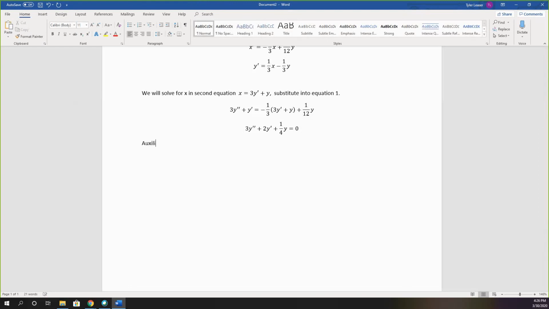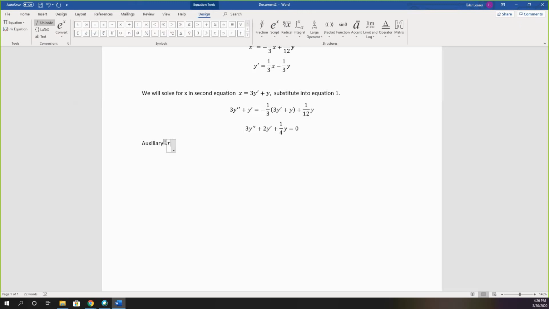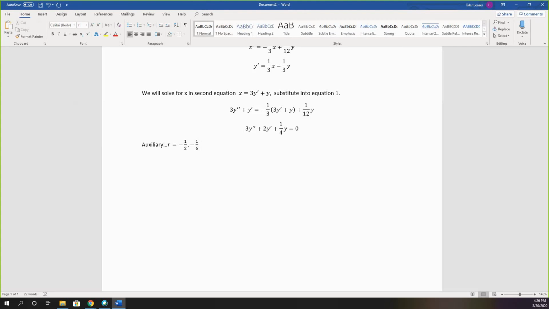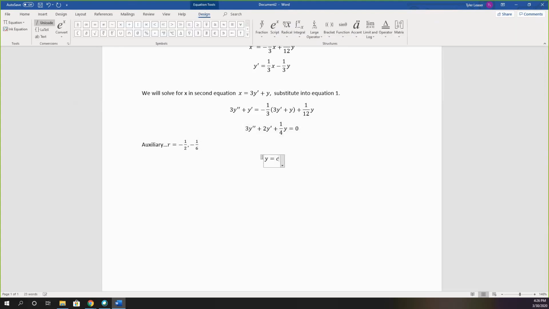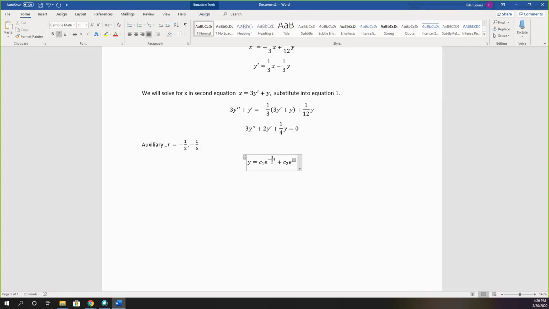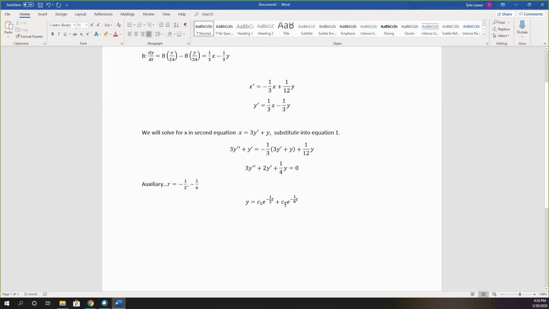Remember, to solve these, we would find the auxiliary equation. I'm just going to put dot, dot, dot here. If you did do the auxiliary equation, you'd get two different R values, -1/2 and -1/6. That means that the solution to this homogeneous equation would be in the form C sub 1 e to the -1/2 t plus C sub 2 e to the -1/6 t. Okay, cool. Now, this is the y. Like, we have now solved for y.